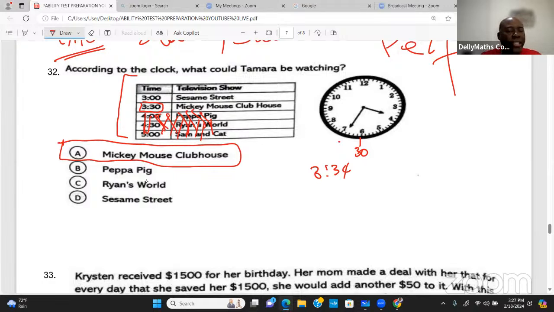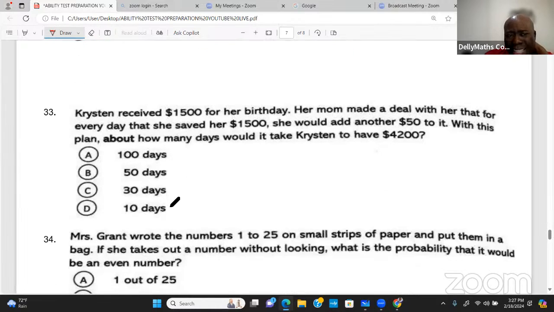So what we wanted to do is to be careful because we could be tricked easily. You understand? We could be tricked easily if we're thinking it is 5:30. We could have picked C for the answer. So be careful as you go picking your responses. All right, let's be careful. All right, good. Let's look at question 33.